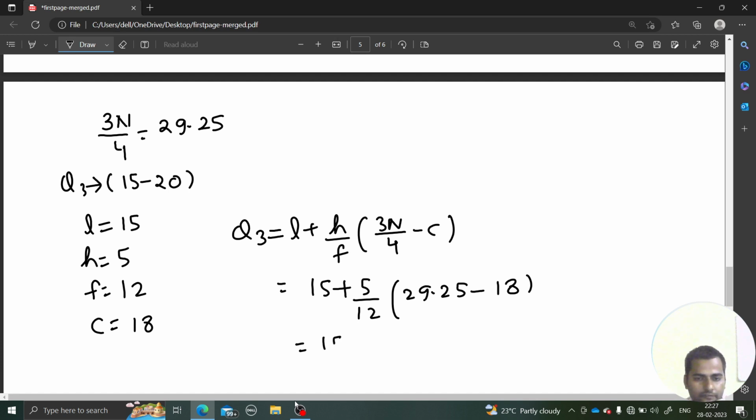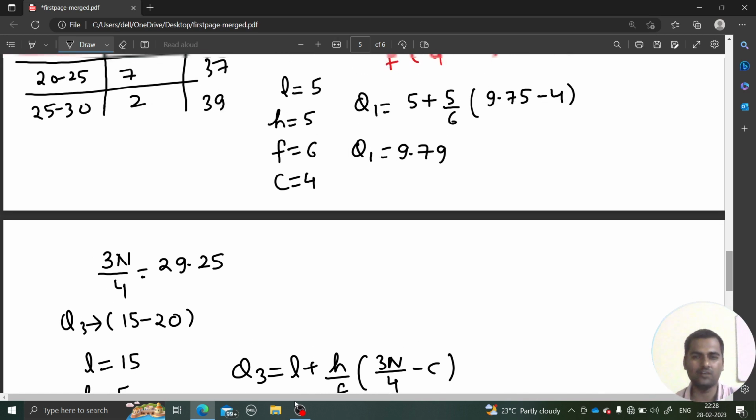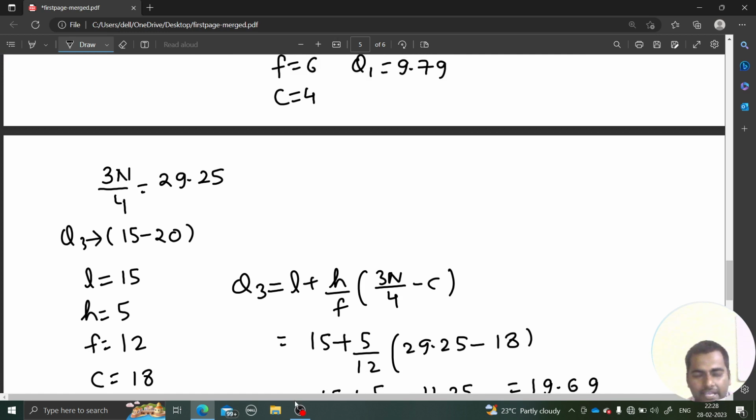So this will be 15 plus 5 by 12 times 11.25. Okay, so let's calculate this. So I have 15 plus 5 by 12 times 11.25, so I'm getting 19.687. I can roughly write that as 19.69. Okay, so I've got both the values.